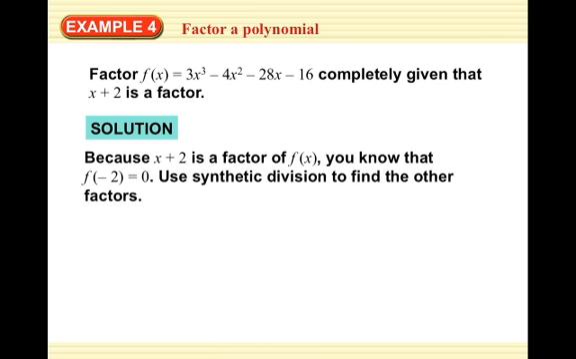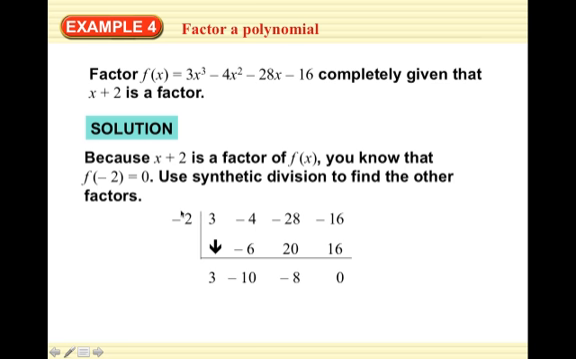Because x plus 2 is a factor of f of x, you know that f of negative 2 is 0, because remember it's x minus k, so this is x minus negative 2, so k is negative 2. Use synthetic division to find the other factors. Well, how's that going to help? We're going to use synthetic division to help us factor out the x plus 2, and then we will have the quadratic quotient. How do we know that it's going to be quadratic? Because remember, we're starting off with x cubed, so when we divide out one factor, that's a linear factor that's going to take us down to x squared.